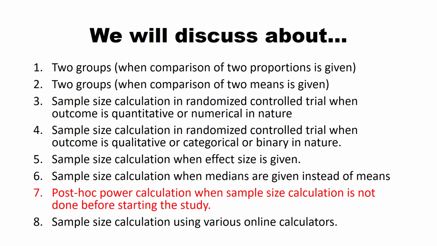Yesterday we did this in one group. When medians are given, what do we have to do? We have to use the online link website and insert the values of median and interquartile range, or the minimum and maximum, and estimate the mean and standard deviation. From these mean and standard deviation, we can calculate sample size using two means.